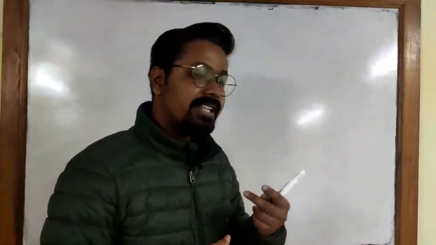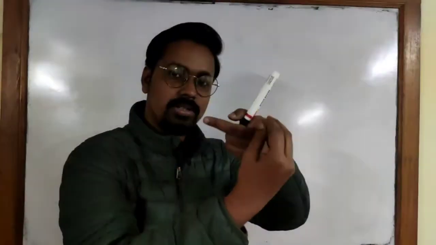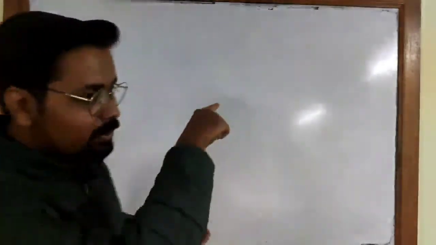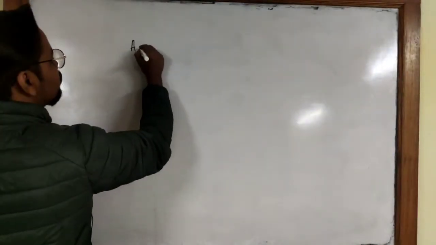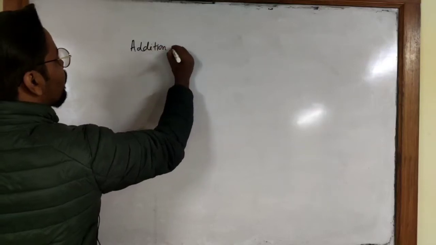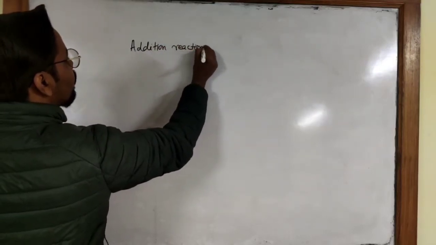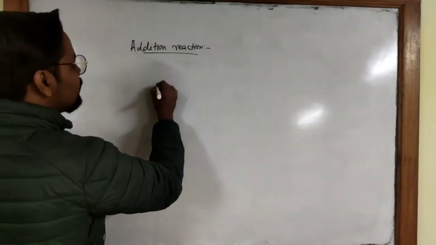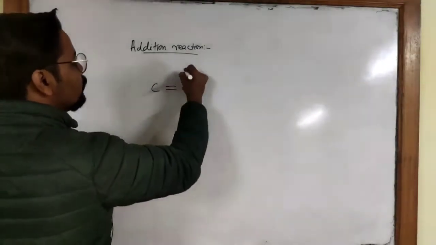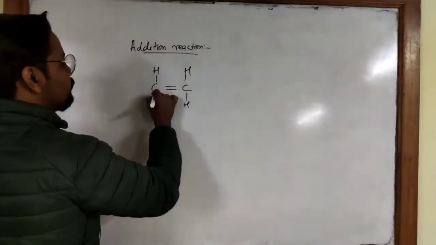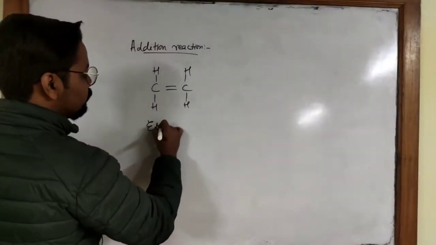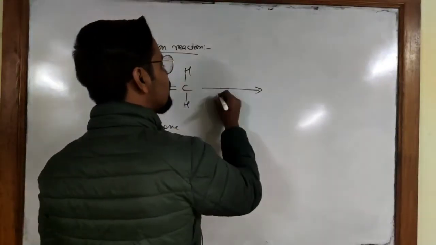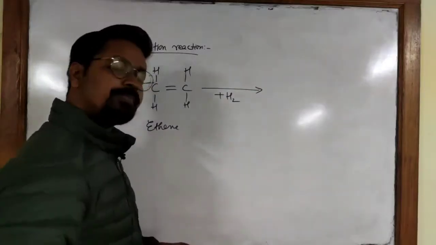If it is a double bonded structure, you remove one bond. On removing one bond, you open up two other arms. Let's see what I am talking about here. In addition reaction, what happens? What do we have here? Suppose I take a double bonded carbon compound, ethene. This is ethene. Now in ethene, suppose I want to add hydrogen to it.